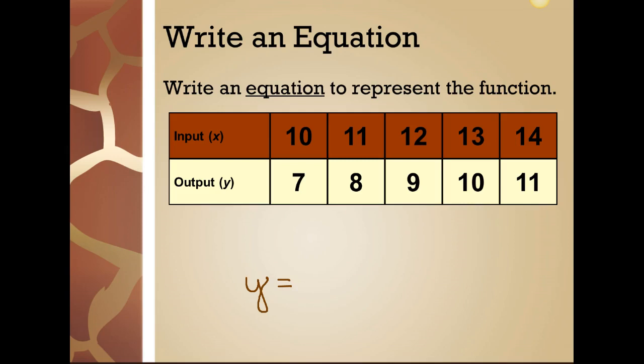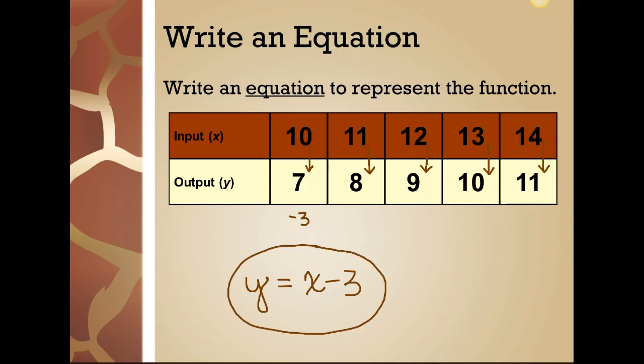To get from 10 to 7, we are going to be subtracting 3. To get from 11 to 8, we will also subtract 3, 12 to 9, subtract 3, 13 to 10, and 14 to 11. Each time we'll put a value in for x and subtract 3 from it. So the equation to represent the function is y equals x minus 3.